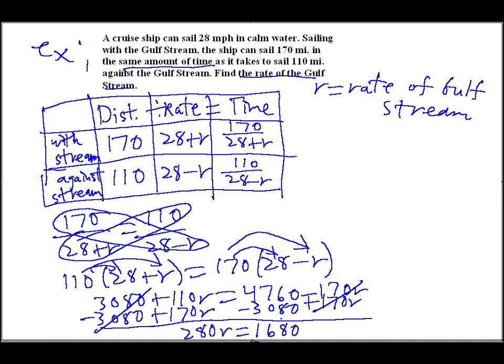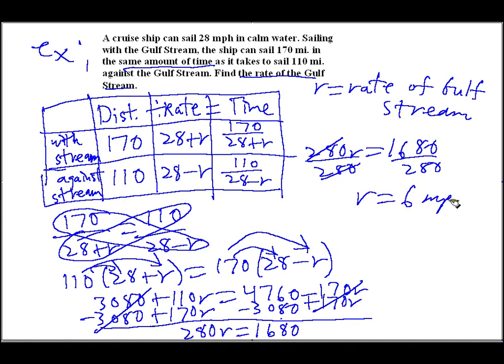All right, so what do I do? Well, let me copy the equation up here since I really ran out of space down here, as you can see. So I get 280R equal to 1680. Can we see that? And hopefully you see the algebra clearly here, okay? Dividing both sides by 280, on the calculator we get 6. R is equal to 6 miles per hour. This is the rate of the Gulf Stream, the rate of the current. This is the solution we're looking for in this problem. Okay, can we see that?